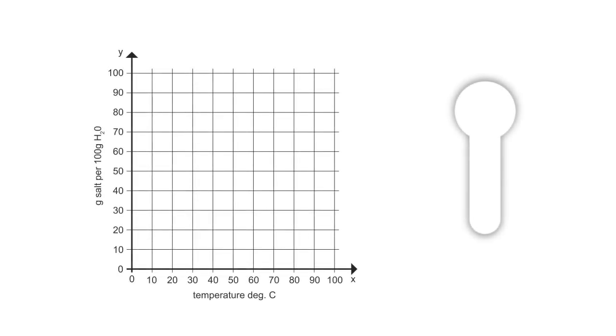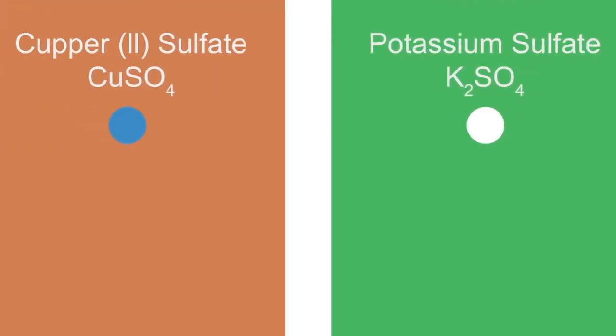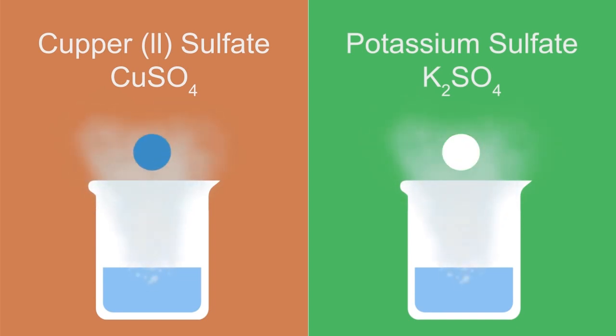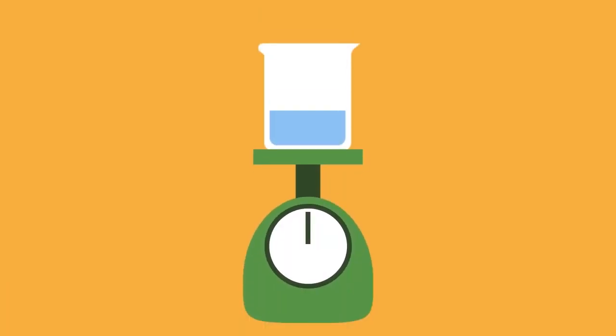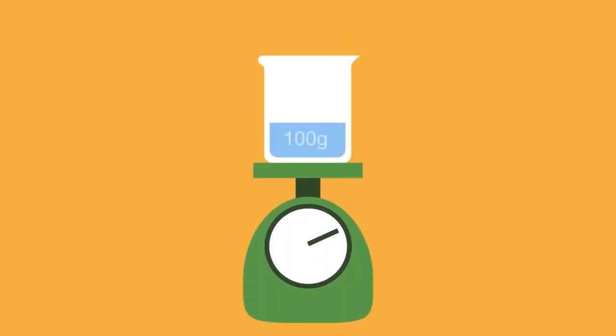The answer is that solubility usually increases with increasing temperature. So, if we dissolved copper 2 sulfate and potassium sulfate in hotter water, we will find that more of each salt is able to dissolve. This observation is only applicable to a solid dissolving in a liquid. We can measure how much of a given salt can dissolve in 100 grams of water at a certain temperature.